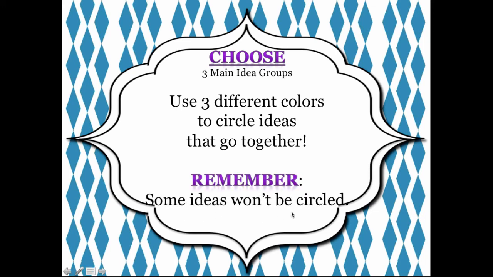Remember, some ideas won't be circled. I might decide that I'm not going to talk about the 4th of July because I don't really have room to talk about that in my 3-paragraph essay that I'm writing. So you just have to decide as you're circling which items don't belong. Okay, pause the video and you're going to circle your 3 main idea groups now.